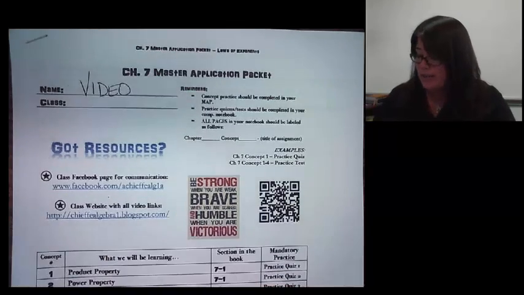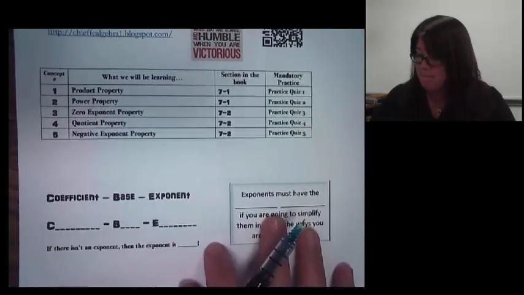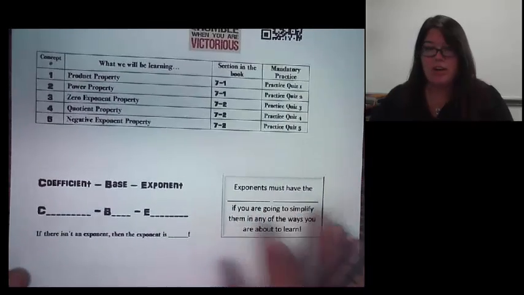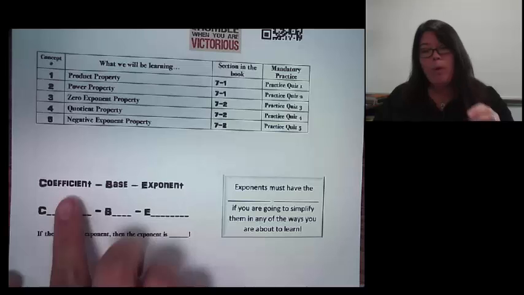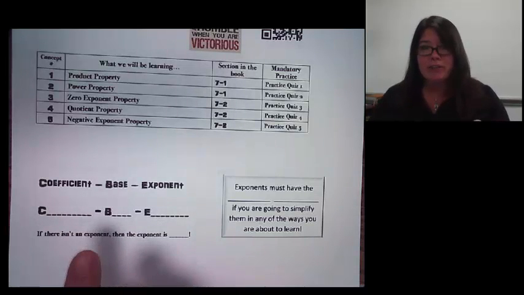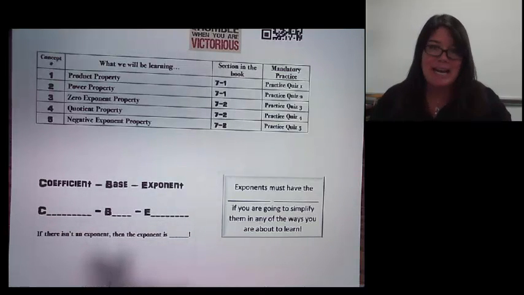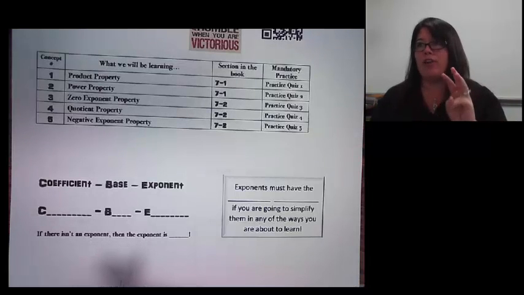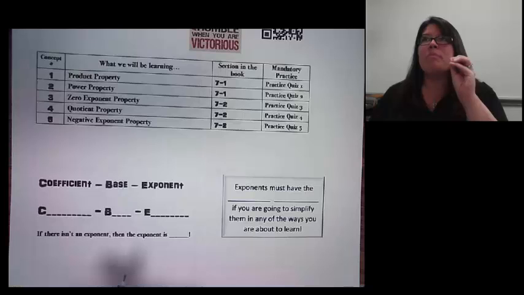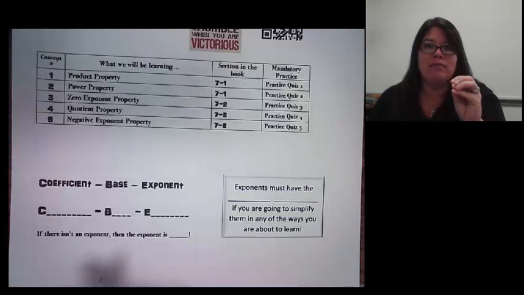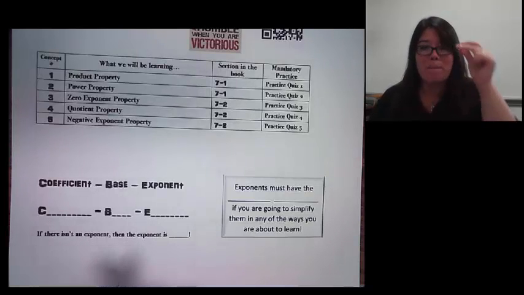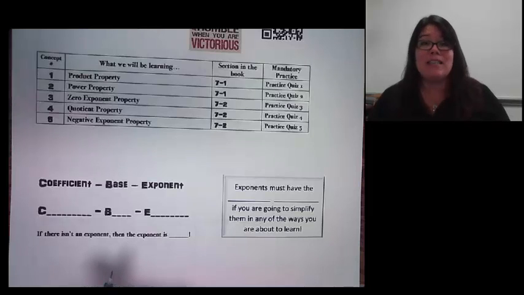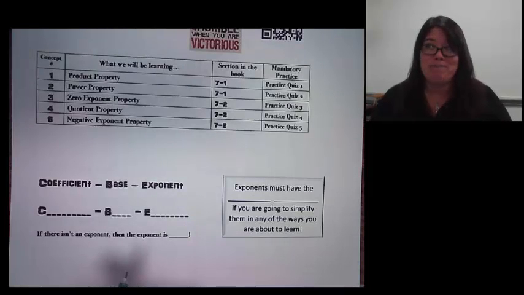We're going to go all the way down to the bottom of your packet where you see these notes down here. It's important in algebra that you understand the difference between a coefficient, a base, and an exponent. Okay? And I want those three things to go together like peanut butter and jelly and bread in your brain. Okay? Coefficient, base, exponent. That's what you need to think every time you hear those words.